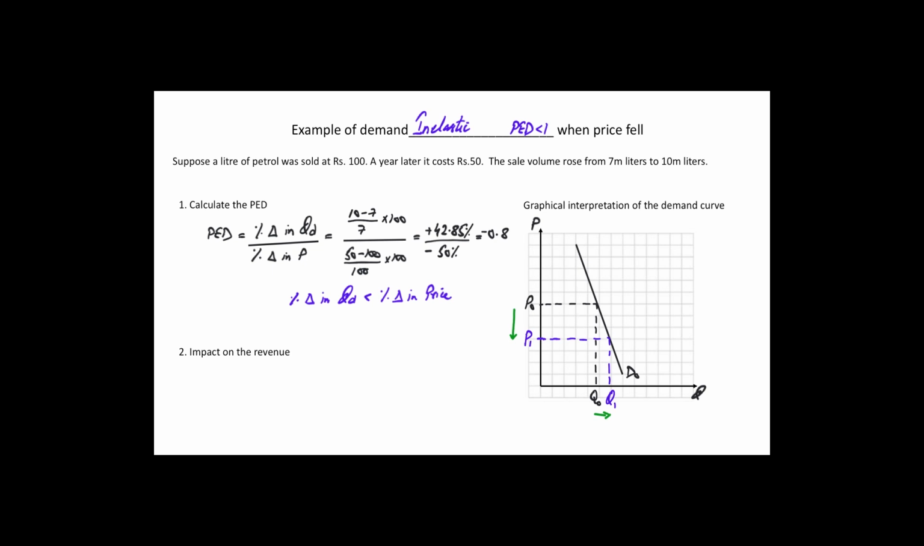So because of the price fall, I lose this area. Because of the increase in quantity, I gain this area. I can clearly see it, that when the price falls, the revenue goes down also. And the impact on revenue is simple. Revenue is price into quantity. We can see that the price has fallen down by 50%, while the quantity has gone up with a relatively smaller percentage. Very close, but overall, the revenue is going to go down.